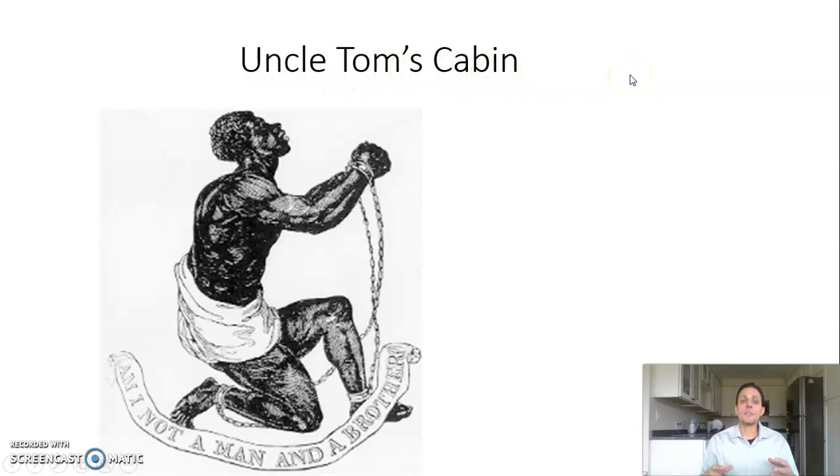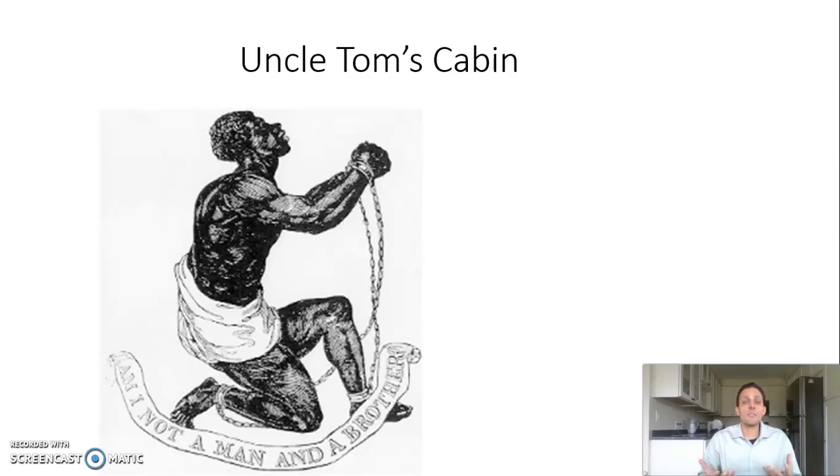So Uncle Tom's Cabin has a profound effect on the northern viewpoint of slavery, because what it does is it humanizes slavery for a lot of northerners and shows them the horrible experience that slaves are going through in this story.